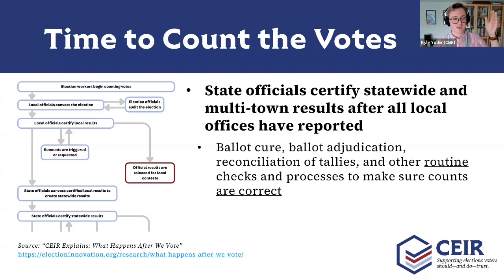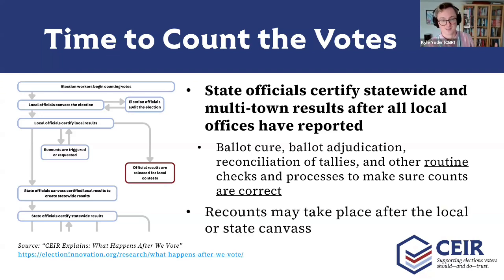We've talked about some of this already. You can also go and check out this resource on our website, What Happens After We Vote. Link is at the bottom of the screen to learn more about all of the things that Connecticut election officials are doing behind the scenes to verify the count, make sure it's accurate, make sure it's complete, and make sure that we can trust the results that are coming out. Recounts can, of course, then take place after the local or state canvass, adding more time to all of this. That's not evidence of wrongdoing, that's evidence of thoroughness, accuracy, and trustworthiness.